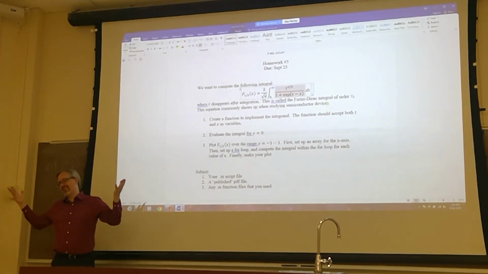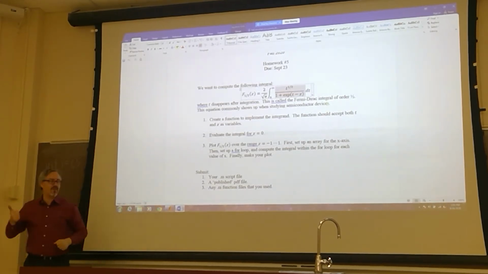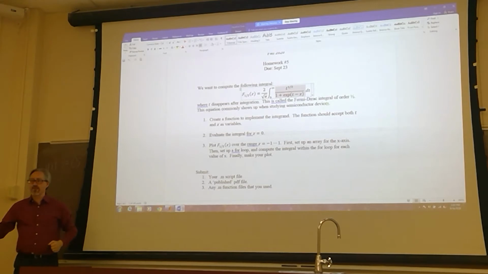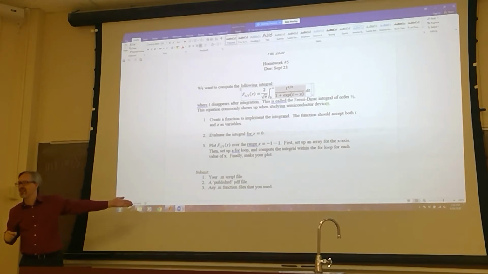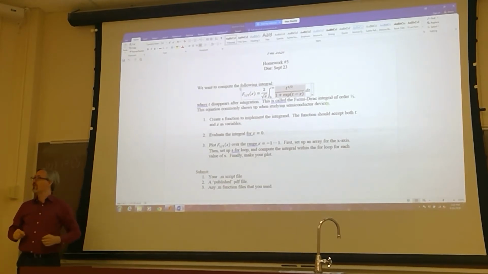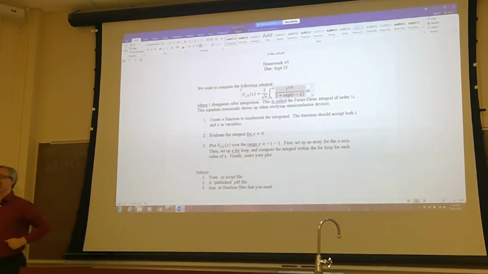So what do you submit? The same things as always, right? Your script file, a published PDF file, and if you created any .m functions, include those, right? There are 3 ways of making functions. If you do it with the .m file, you have to include it. If you do it either of the other 2 methods, you don't have another .m file, right? So I leave that up to you, right?